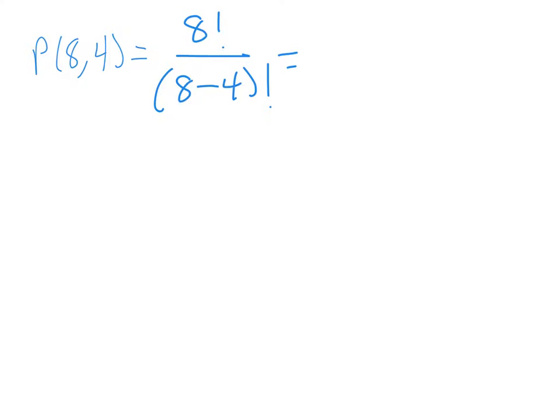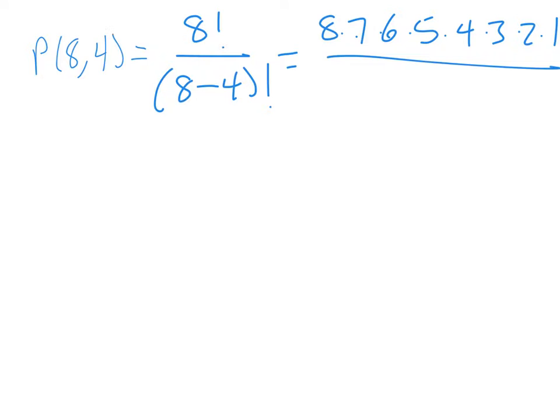Let me change the size real quick. Okay. And 8 factorial we know is 8 times 7 times 6 times 5 times 4 times 3 times 2 times 1, all divided by, well, 8 minus 4 is 4. So this is just 4 factorial on the bottom, which is 4 times 3 times 2 times 1.